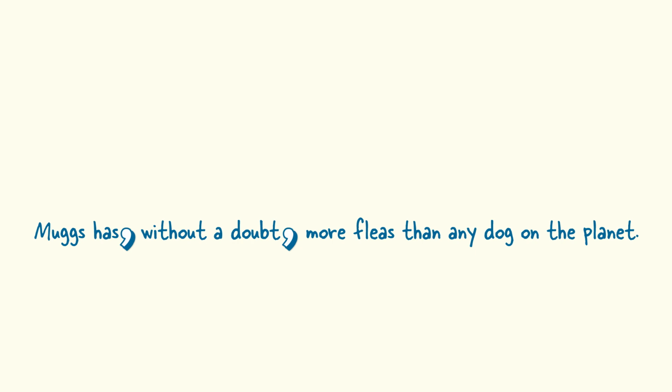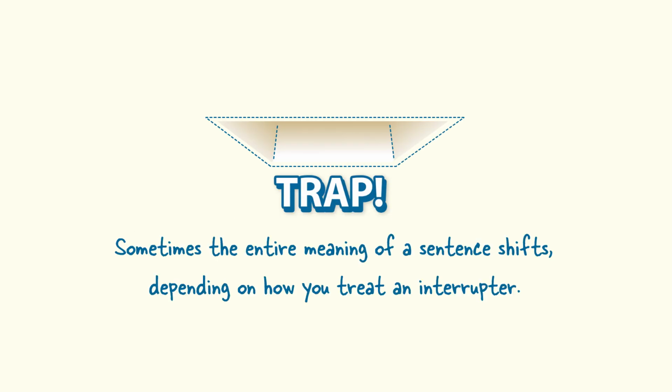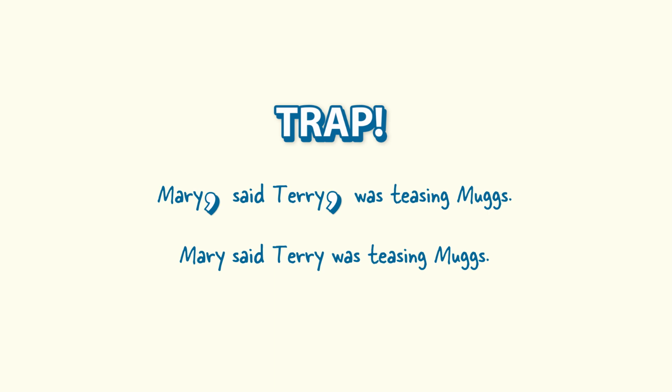Great. Be careful, though. Don't fall into these traps. Sometimes the entire meaning of a sentence shifts depending on how you treat an interrupter. Look at these sentences. Mary, comma, said Terry, comma, was teasing Muggs. So Terry is accusing Mary of teasing Muggs. Mary said Terry was teasing Muggs. Mary is accusing Terry of teasing Muggs. The comma makes a big difference.